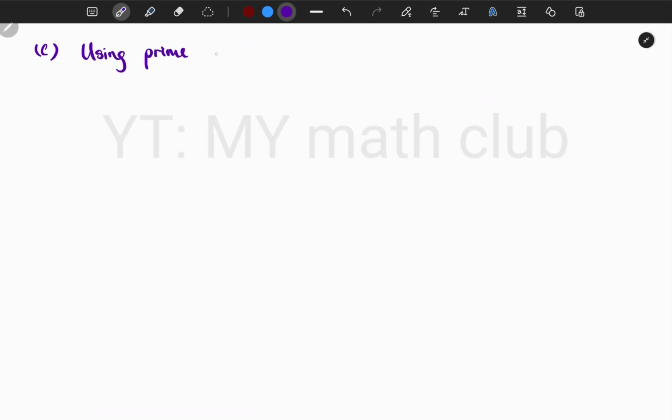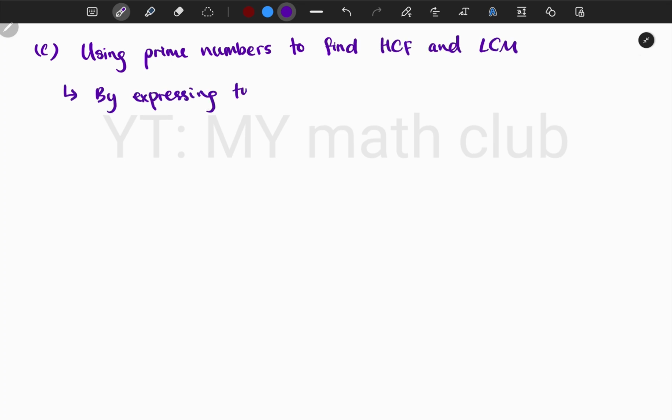Okay, so the new thing here that you're going to learn today is using prime numbers to find HCF and LCM, right? We're going to do this by expressing 2 or more numbers as a product of prime factors.